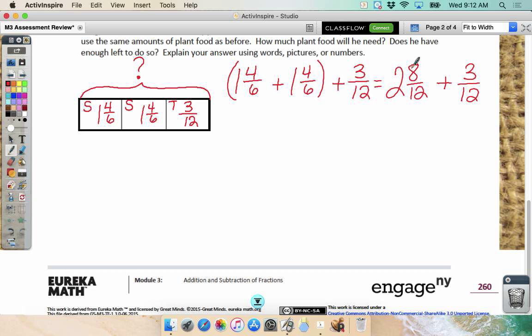Okay, so what's my, whoops, Mrs. Lewis. That's supposed to be a 6. So what's my common denominator for 12? So what should I do with this 2? Bring it down.